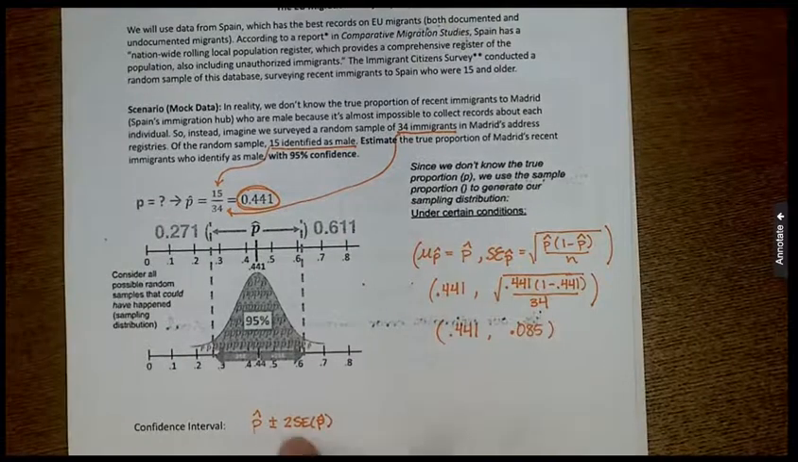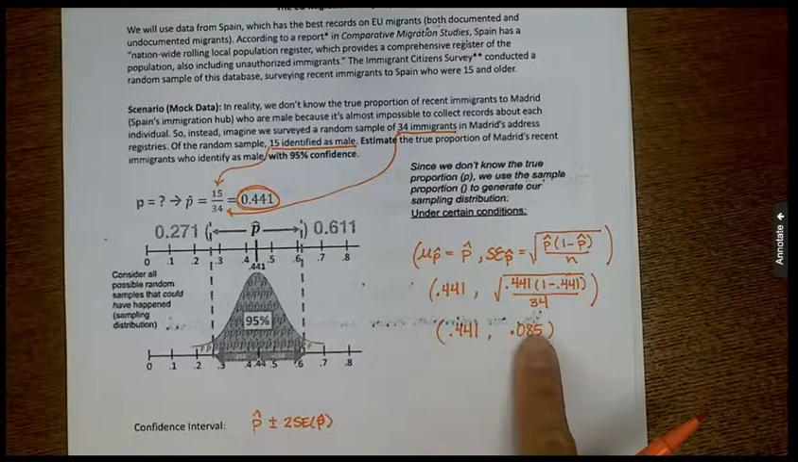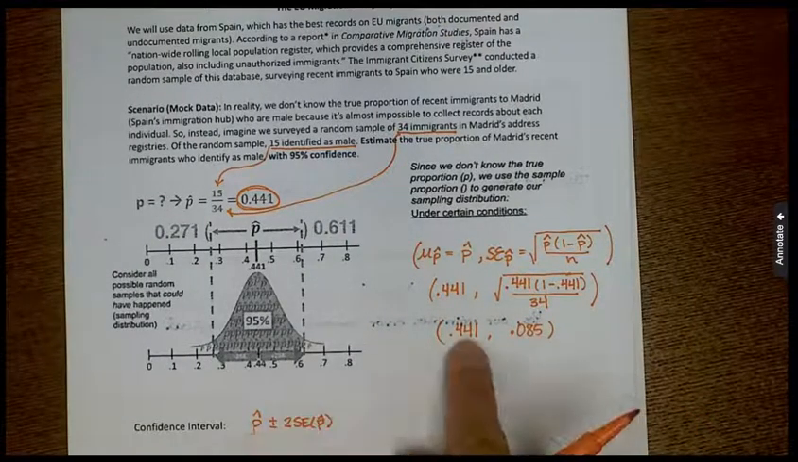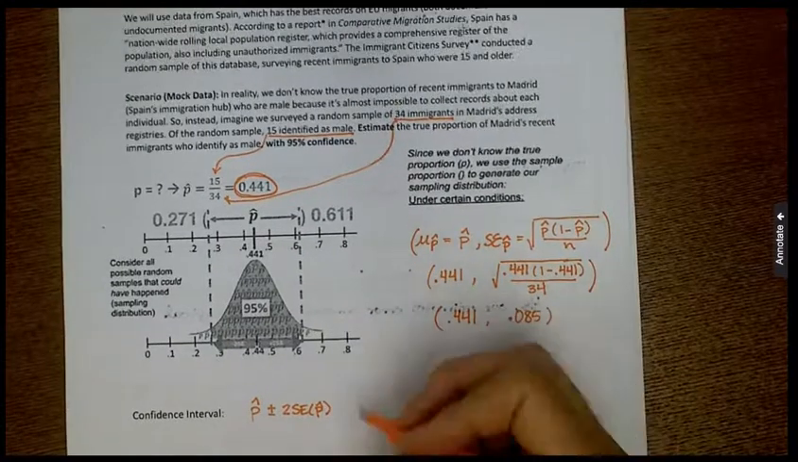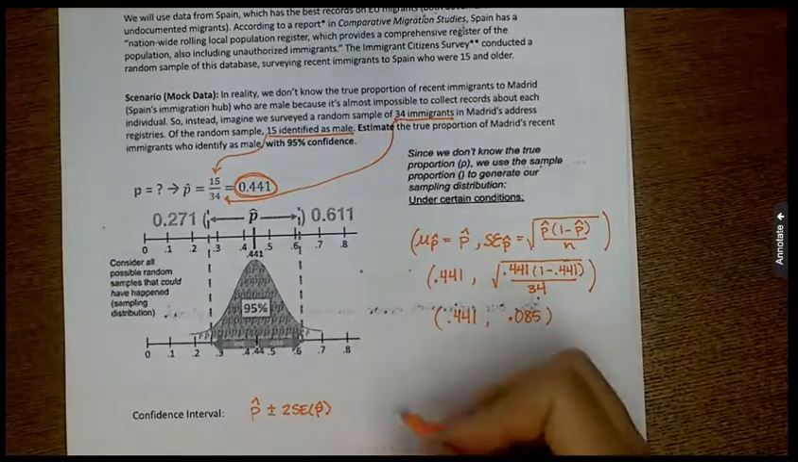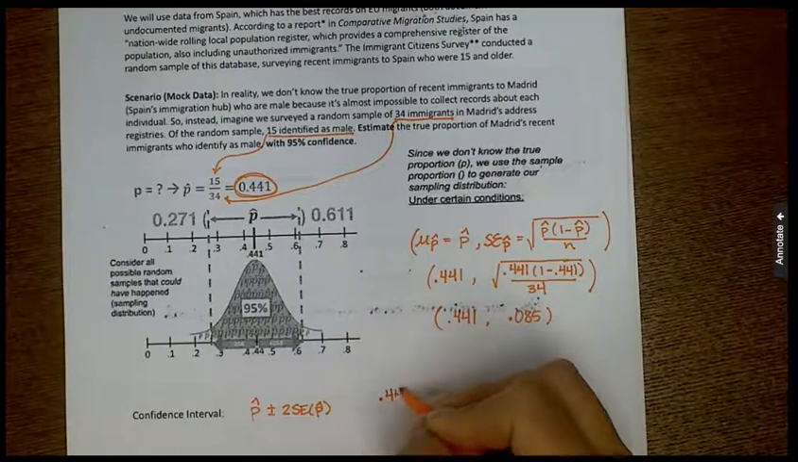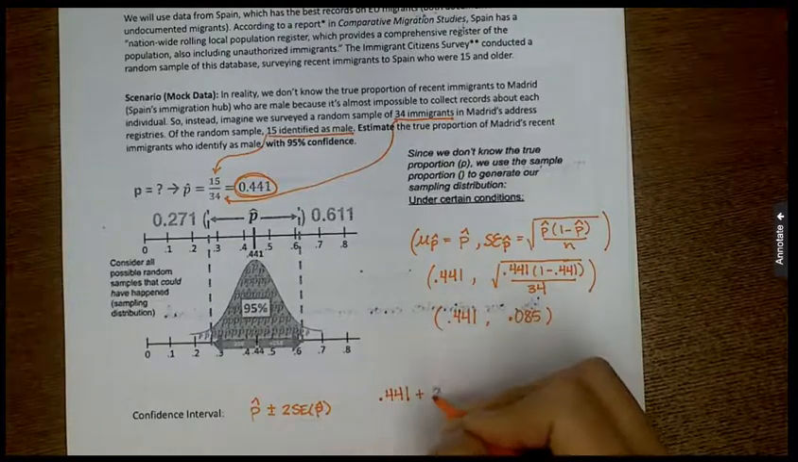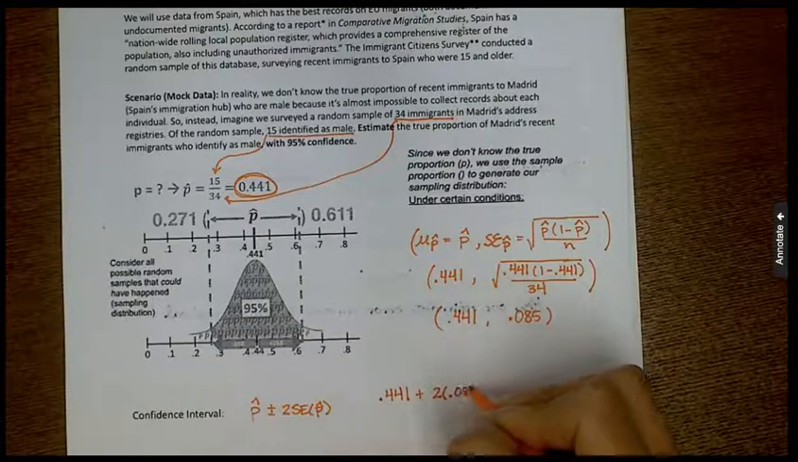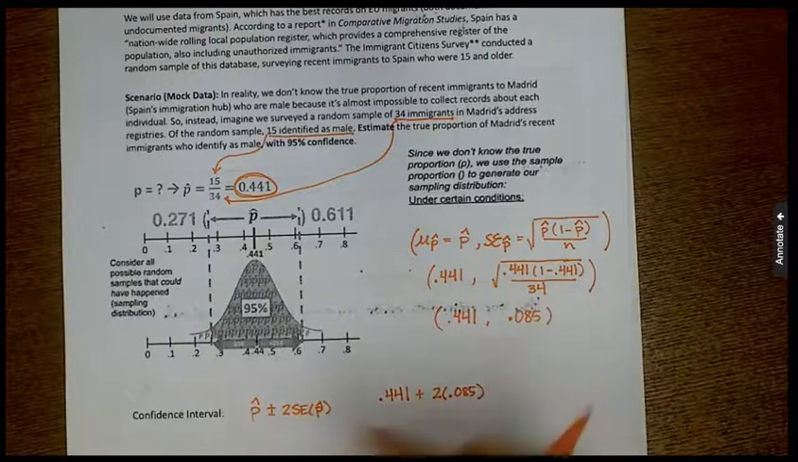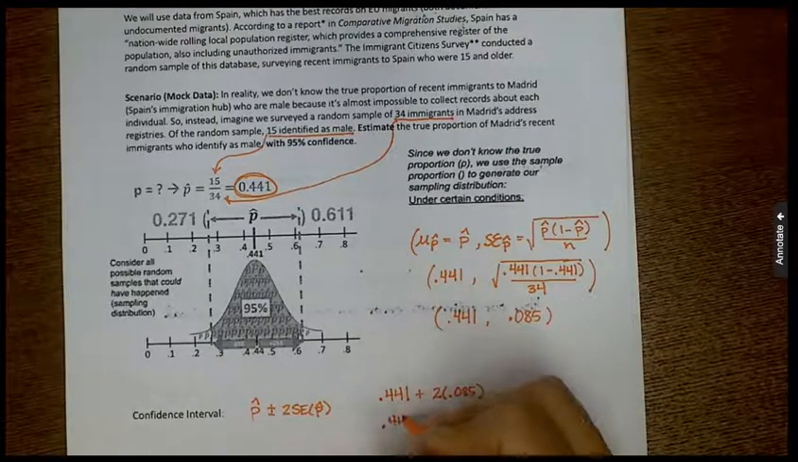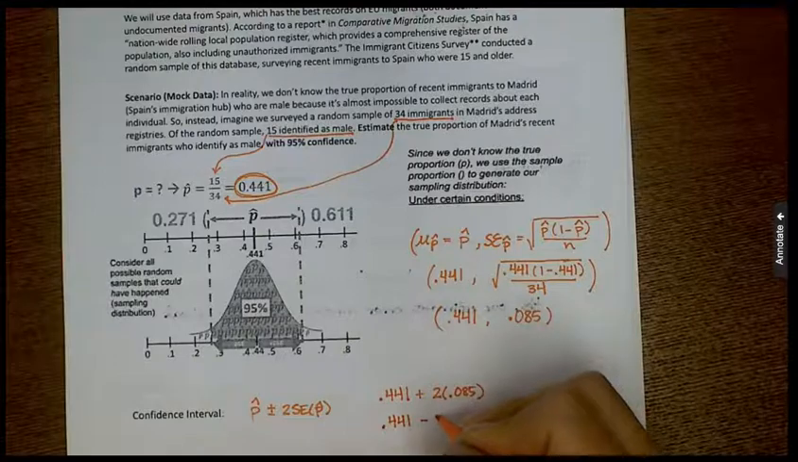Okay, so the standard error of P hat is 0.085. P hat itself is 0.441. So I'm going to go ahead and do 0.441 plus 2 times 0.085. Okay, that's the plus part of this. And then I'm also going to do 0.441 minus 2 times 0.085.